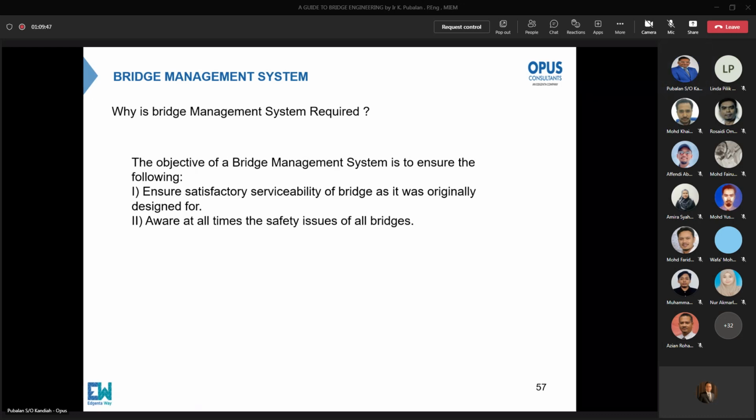This is normally used for maintenance. So what is bridge management? Why is the bridge management system required? It's to ensure the satisfactory service of the bridge. You must maintain it at all times. Just because bridges are designed for 120 years, and the 120 years is only valid if you do proper maintenance. If not, it will not be 120 years.